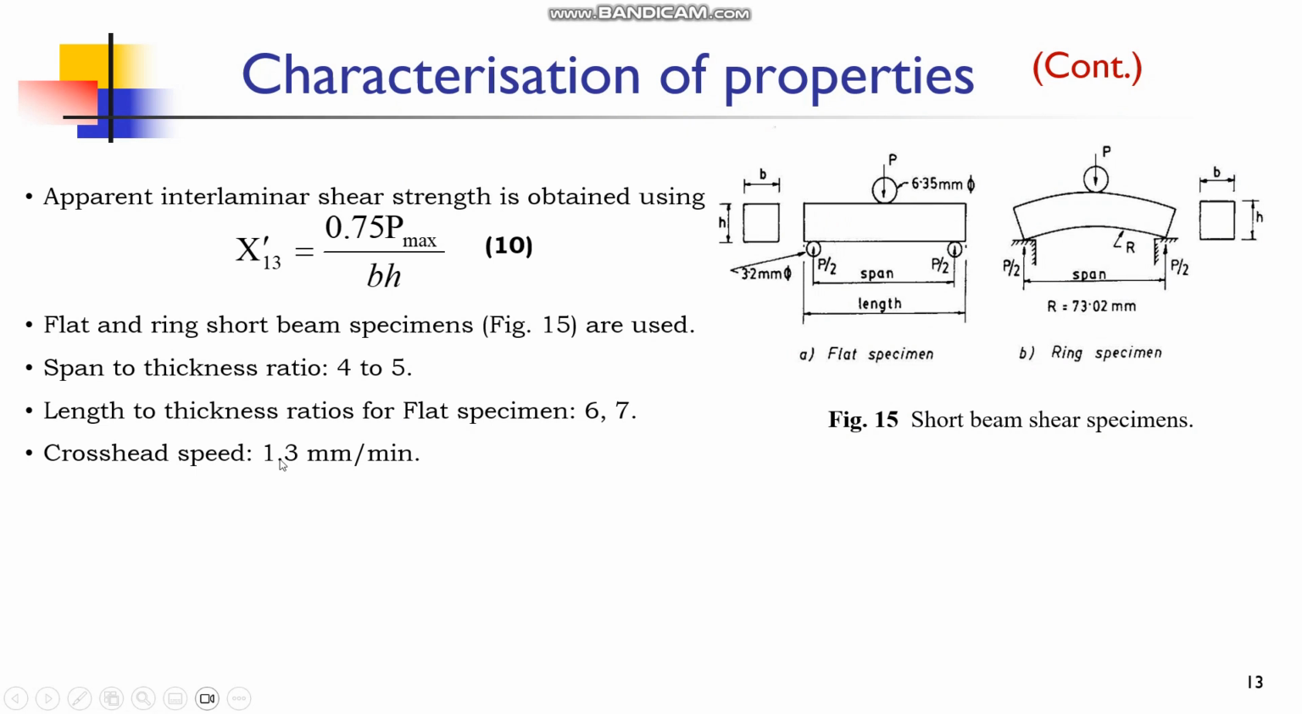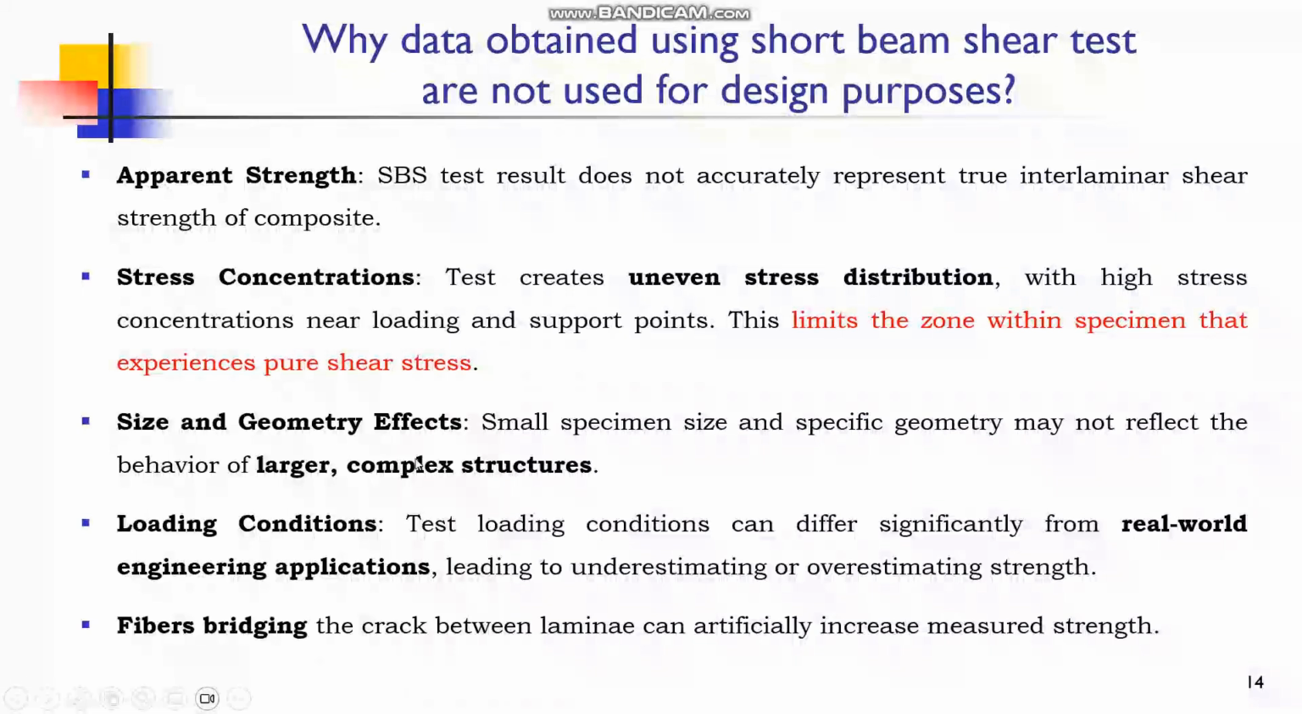With this test, you are going to find out X13, which is given by the formula 0.75 P max, the maximum load, divided by B into H, width into thickness. At the ends, the specimen is supported and the load is applied at the center. This induces shear stress, hence we call it a 3-point bend. The data obtained using the short beam shear test are not used for design purposes. It is only used for quality control and specification purposes.